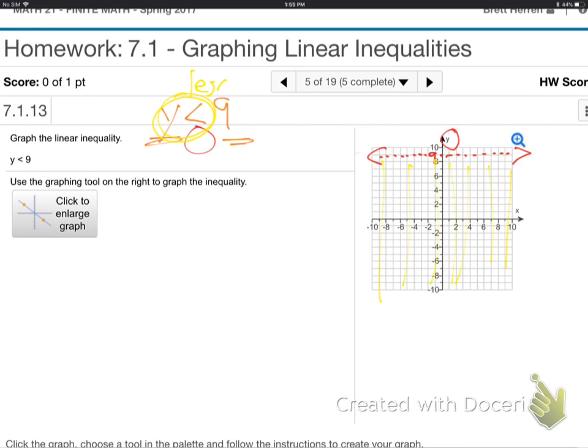You just put any two dots that are up 9. You could go like this dot and that dot. It doesn't really matter. Just any two dots that are up. You don't have to do the one right here. Any two dots, because all the points on the line are up 9. That making sense? Because that's all it has. So you just hit the y-axis at 9. Shade below. Dotted line.